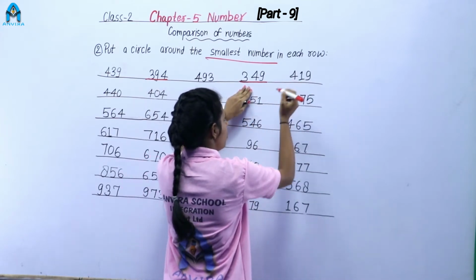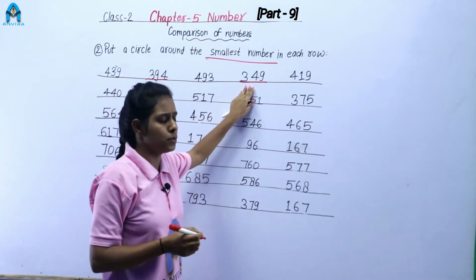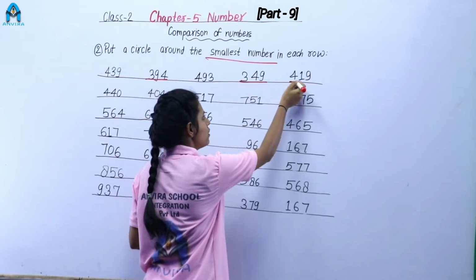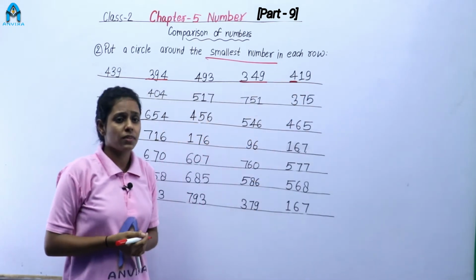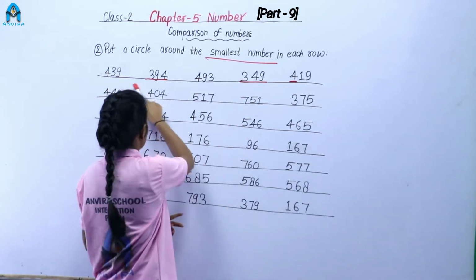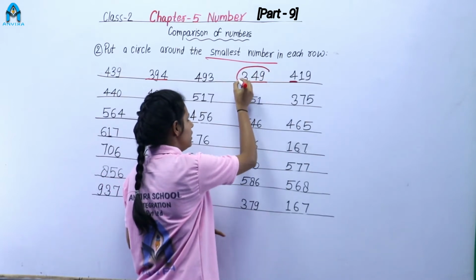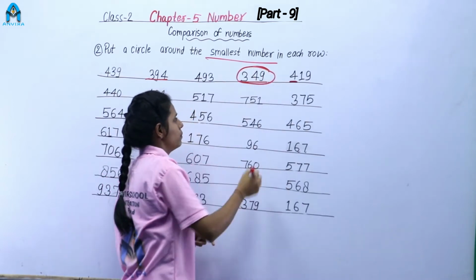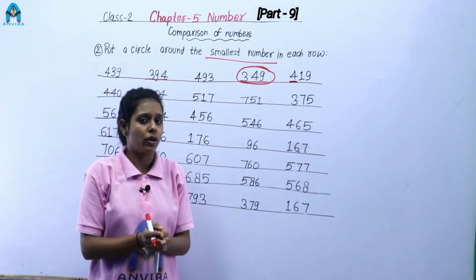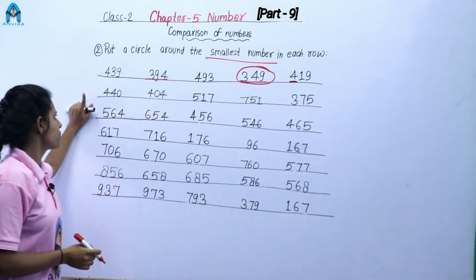Now compare these two numbers, 349 and 419. Now compare the hundreds place. Here is 3 and here is 4. Which is smallest? Yes, 3 is smallest. So in this row 349 is the smallest number. So put a circle on 349. Let's go to the next row.